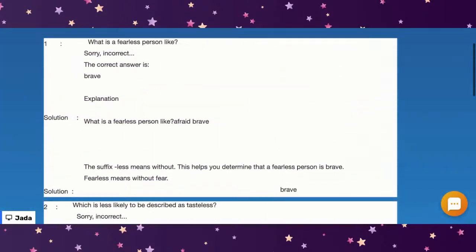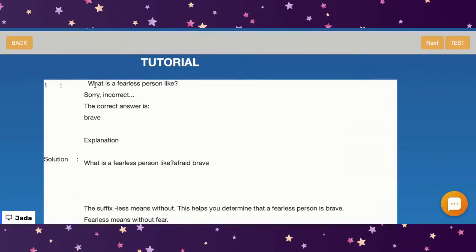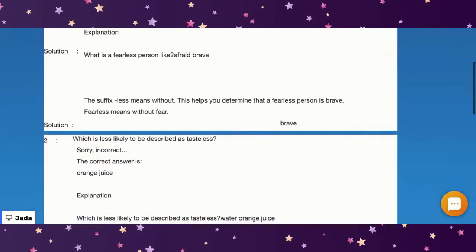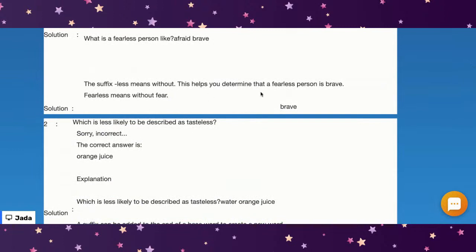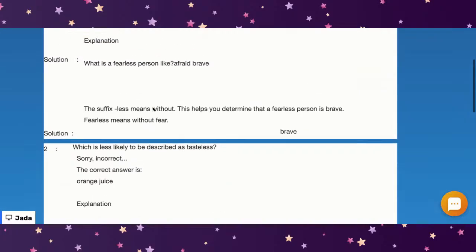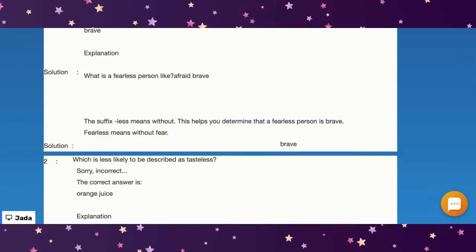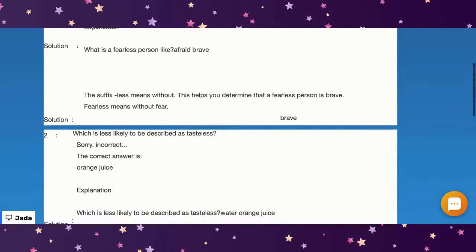Okay? So what is a fearless person like? A fearless person is a person who is brave. If you're fearless, you have no fear. You're without fear. So you're brave. That's what a fearless person is. Okay?